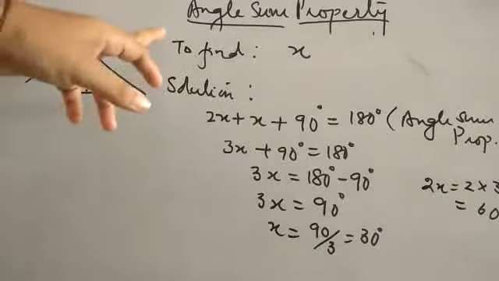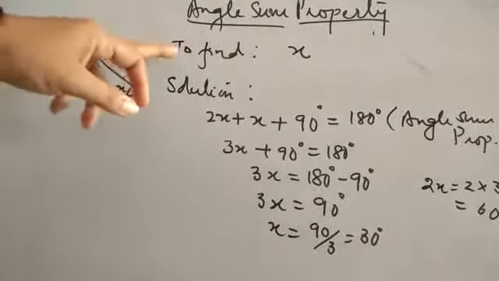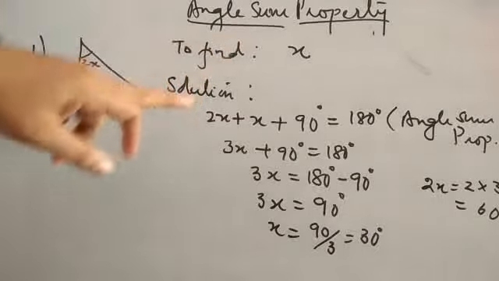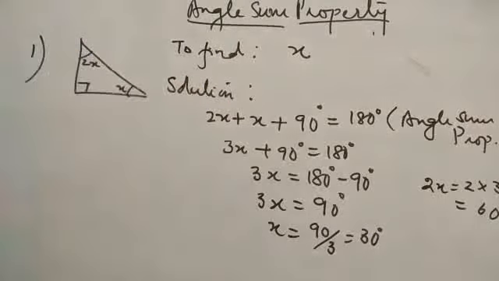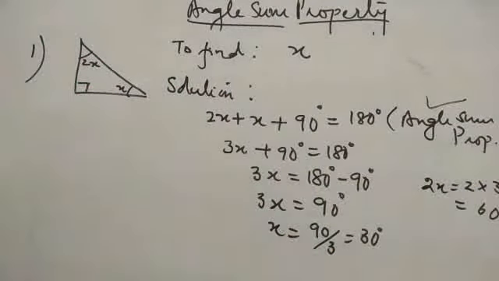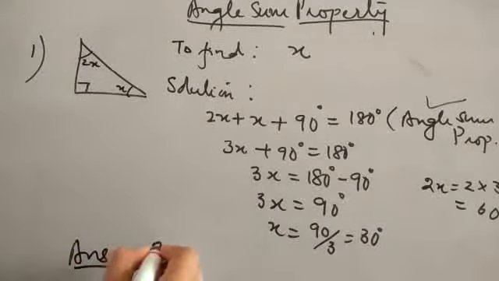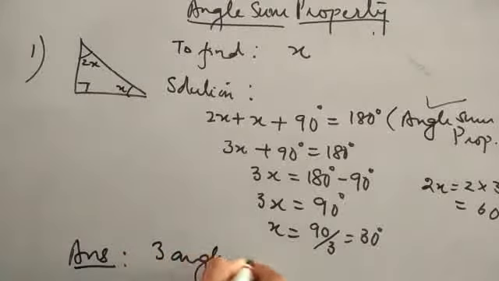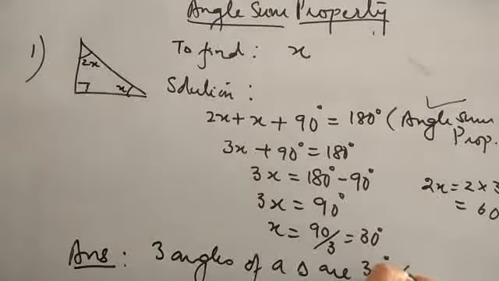Now this is how we do the sums. First of all we need to write what you have to find out, then how to solve, and writing the reason is very, very important. Then you can write the answer in the form of a statement. If you are asked the three angles, so the three angles of the triangle are 30, 60 and 90. This is how we do these sums.